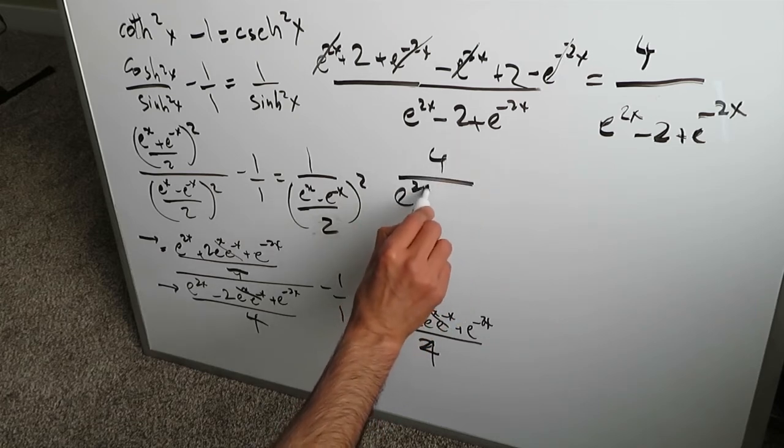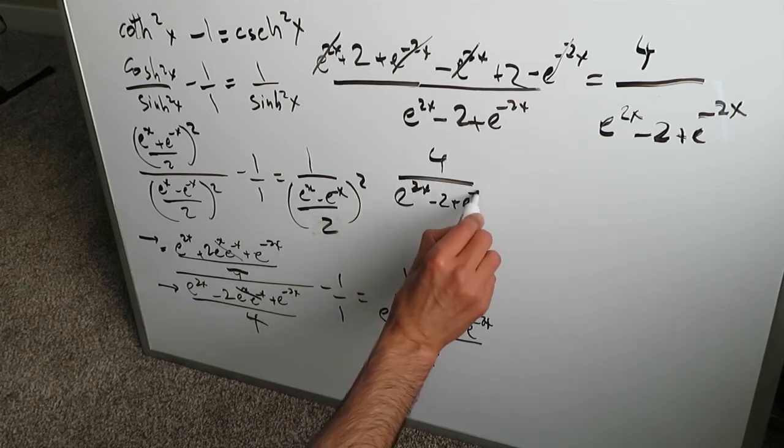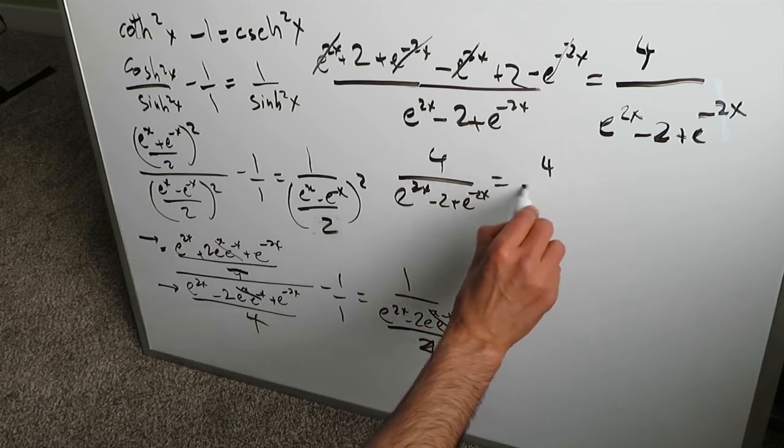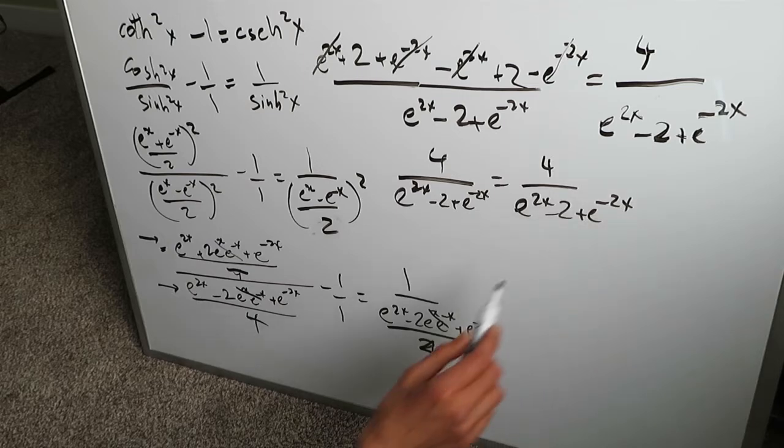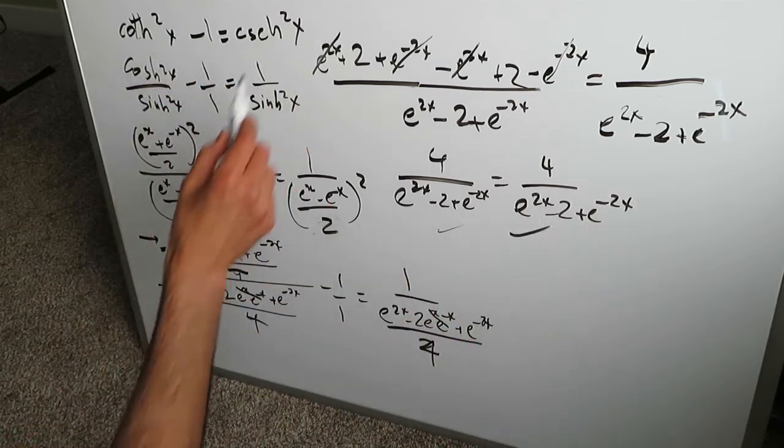4 over e to the 2x minus 2 plus e to the minus 2x is equal to 4 over e to the 2x minus 2 plus e to the minus 2x. So we show that it is indeed true.